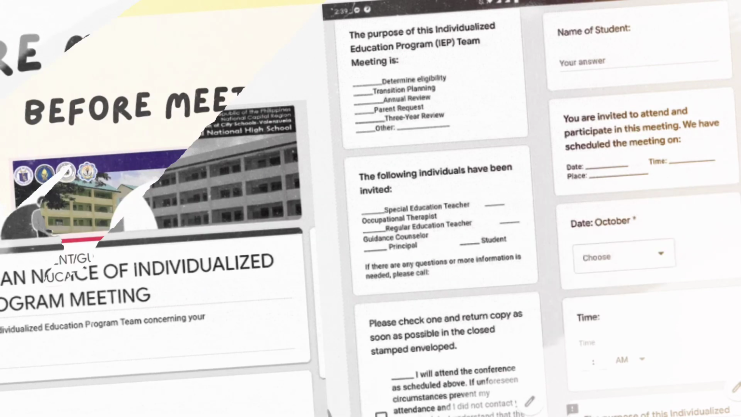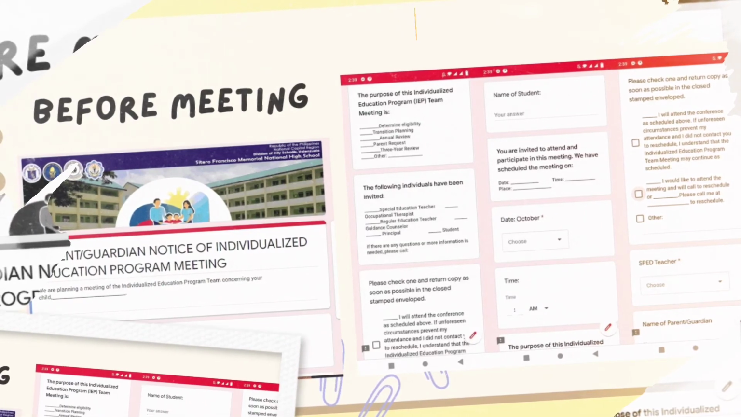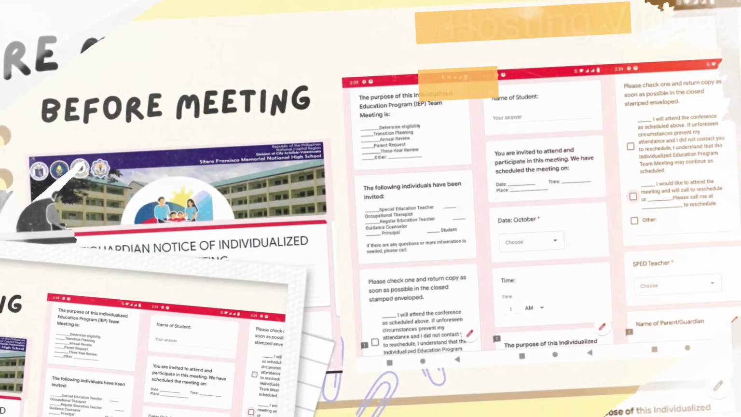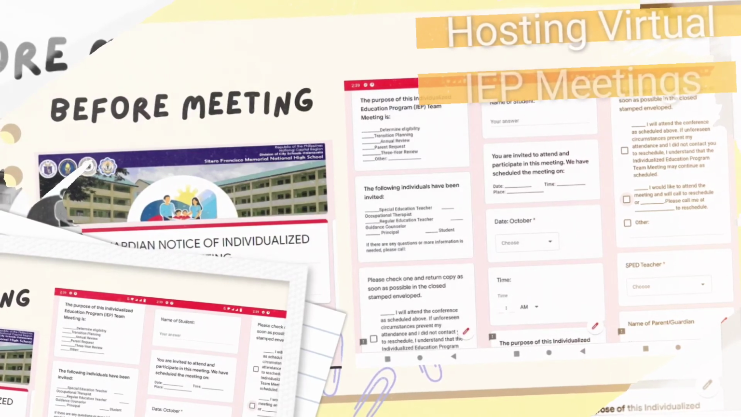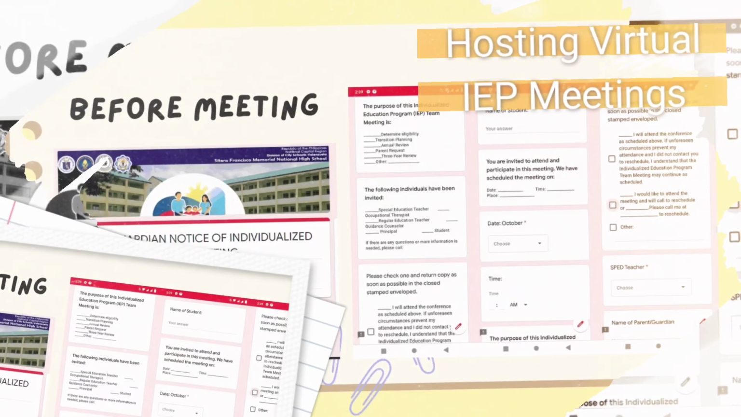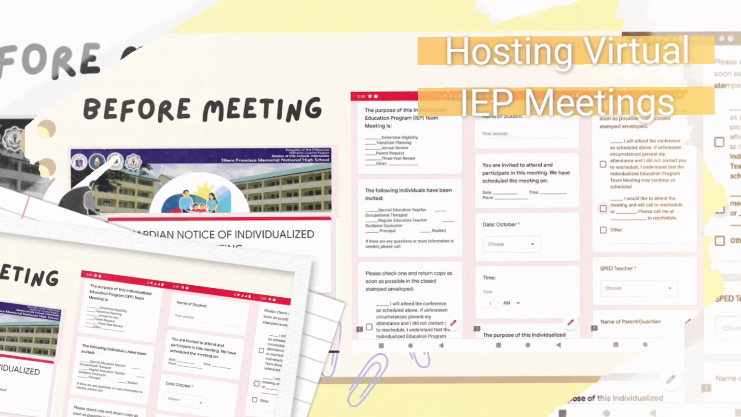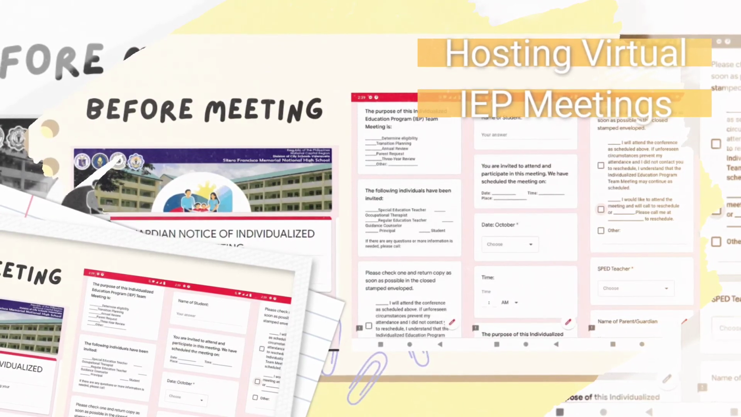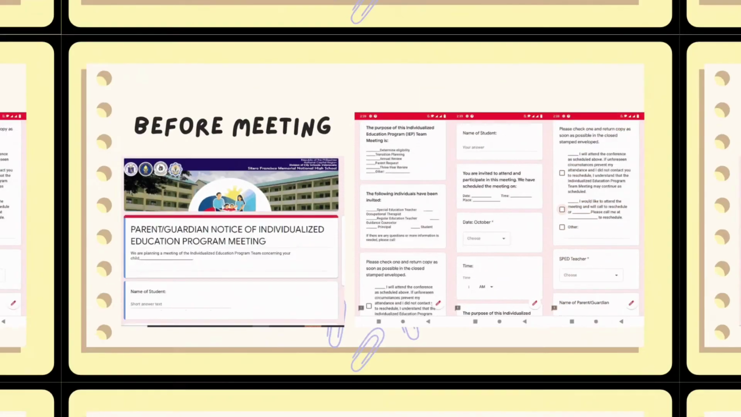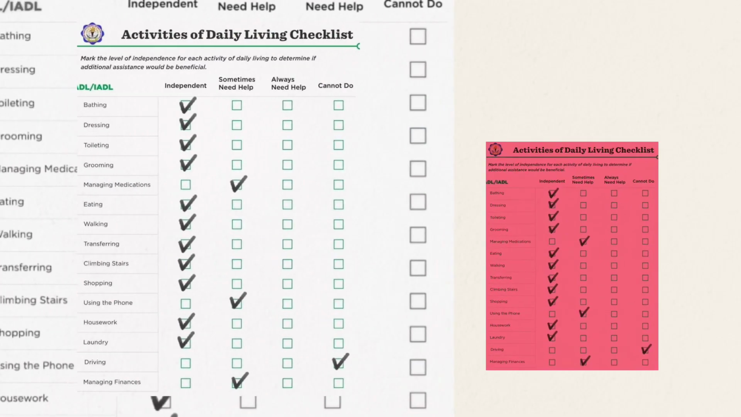Hosting virtual IEP meetings tips for success. Before the meeting. During the past years, we practiced to send IEP notice to parents before conducting IEP meeting. All forms that we used during our face-to-face were converted to e-forms through Google Forms. Here is a sample of a parent-guardian notice of individualized education program meeting. We let the parents choose the most convenient time for them. This will ensure their attendance on the meeting.